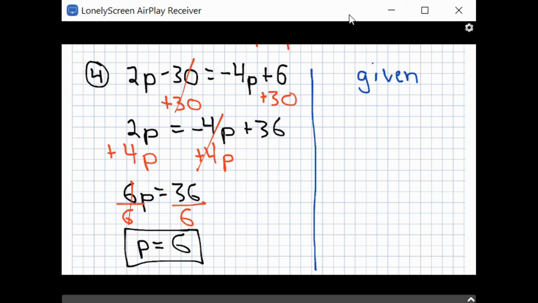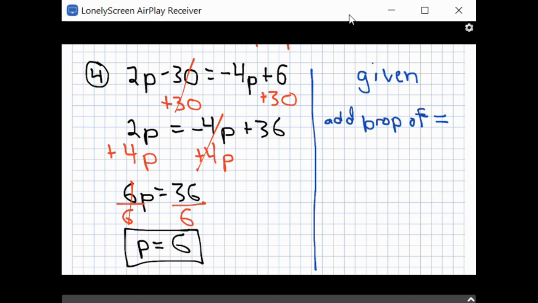Okay, so then how did I get from that to 2p equals negative 4p plus 36? Well, I got that 36 by adding the 30 to both sides. I added the same number to both sides. If you remember our definitions, that's the addition property of equality. Now, go ahead and note how I abbreviate this, because you don't necessarily have to write it all out. The addition property of equality, because I got to the next step by adding something to both sides.